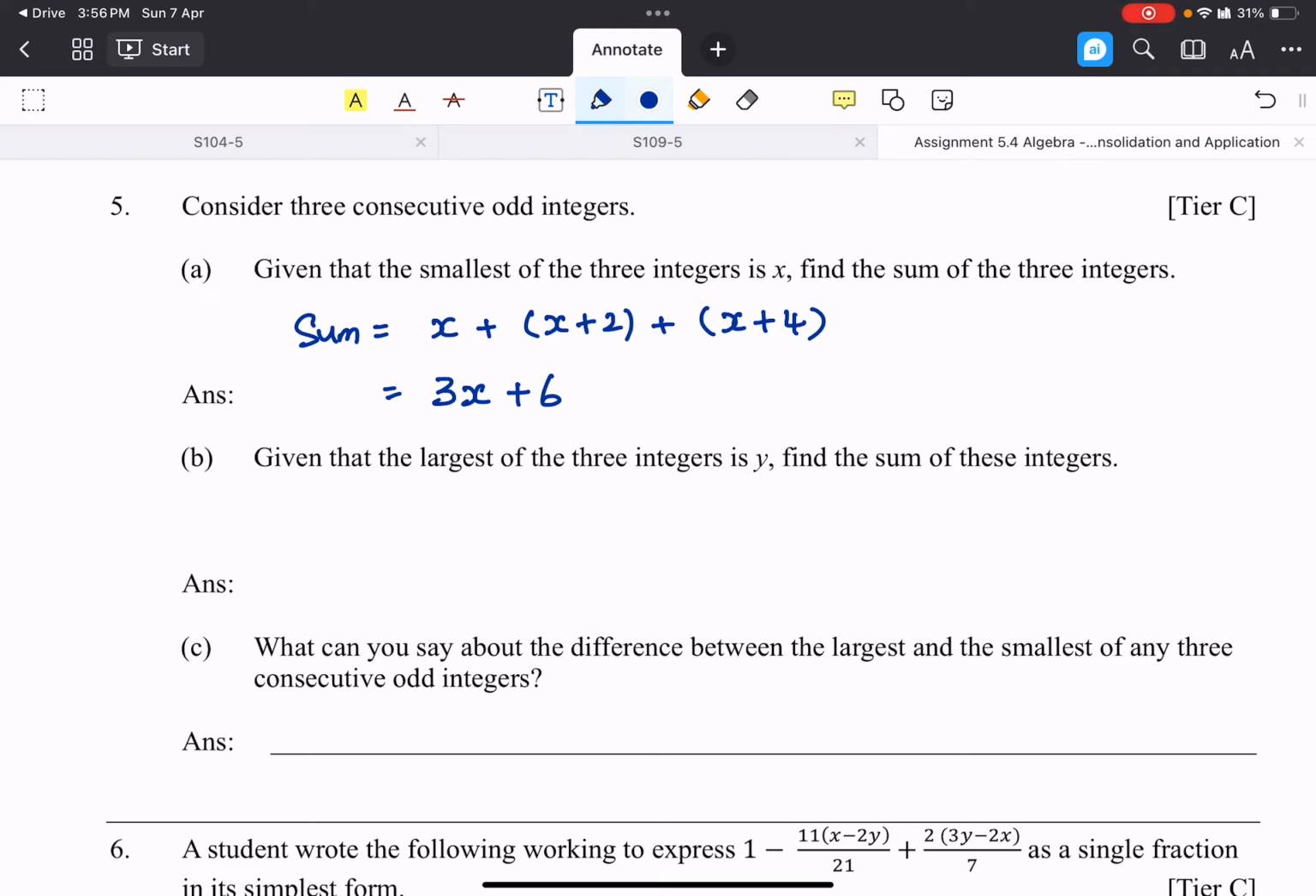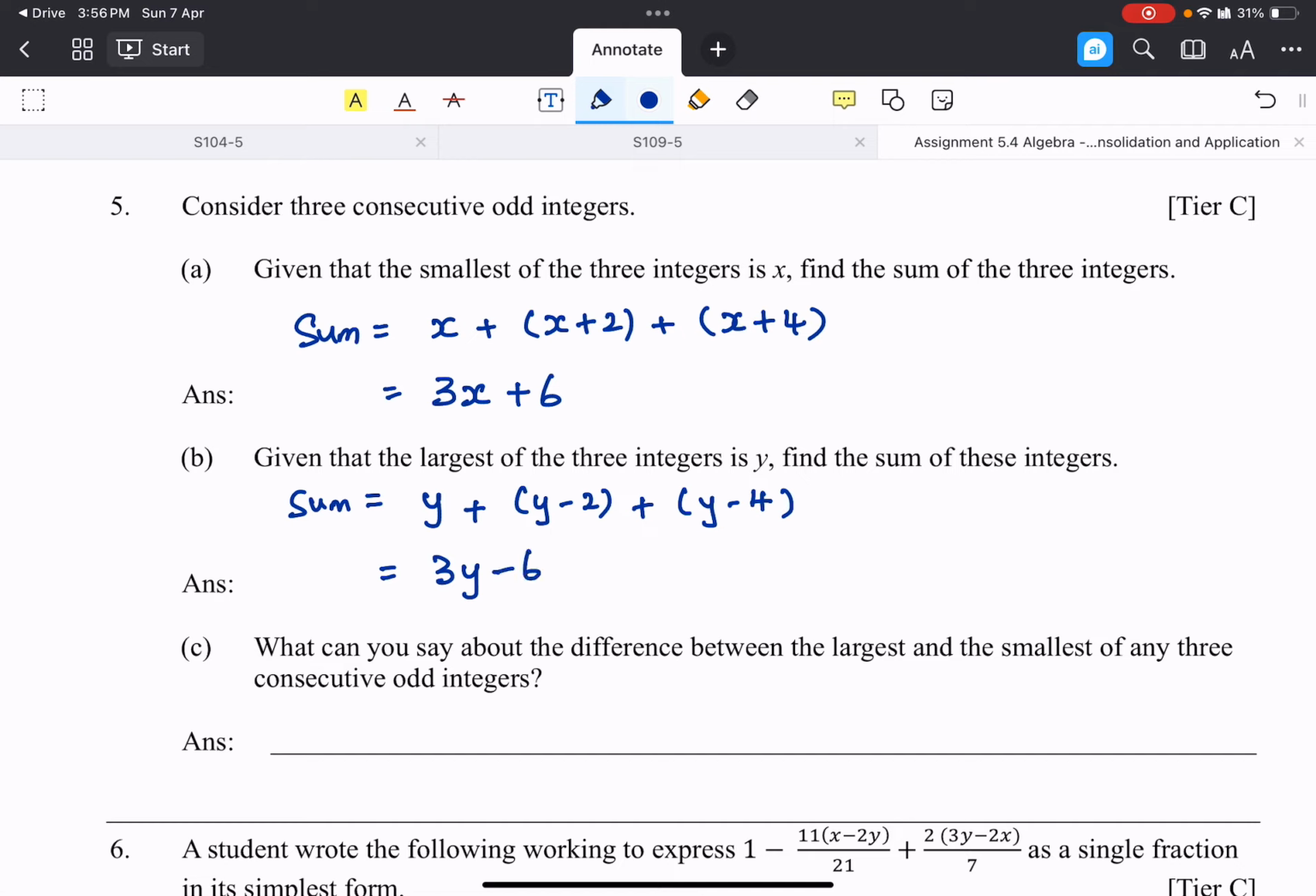And part B. Given that the largest is y, find the sum of these three. So now, instead of dealing with x, we'll deal with y, right? The largest of the three is y. The next one will be y minus 2, and the next one will be y minus 4. It works the same way, right? So you work this one out, this will be 3y minus 6.